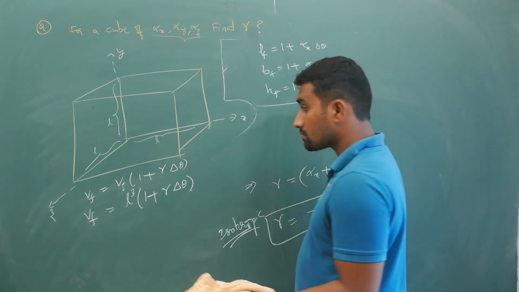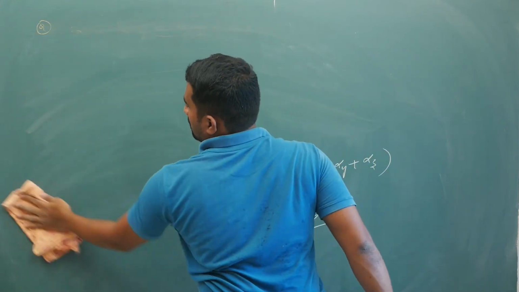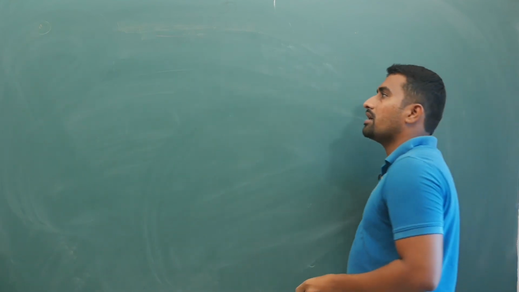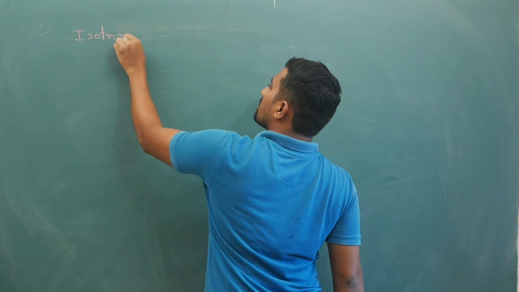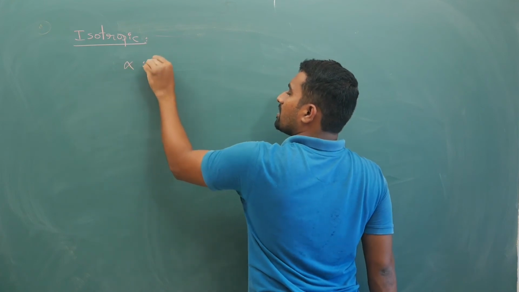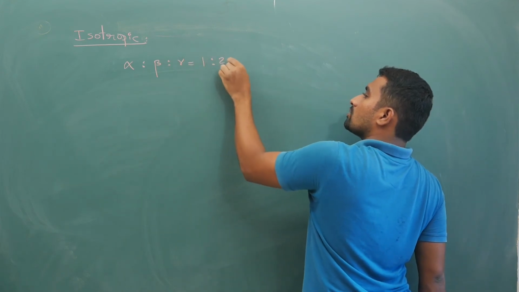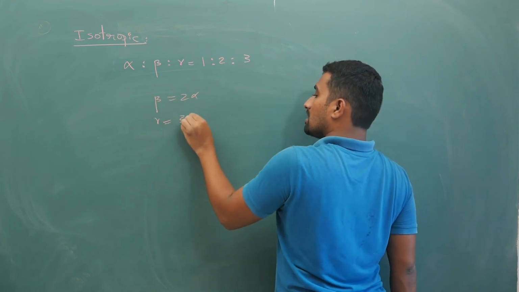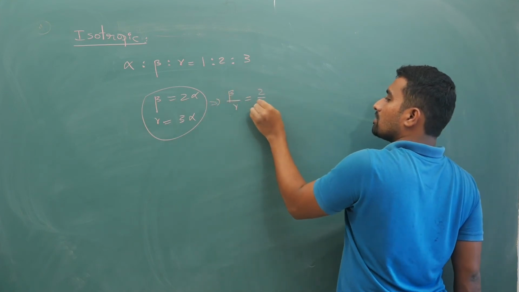Now with this idea, I will extend this further. Unless otherwise mentioned, I told you to consider isotropic solid. So you have considered isotropic solid, you assume. Then what is the final relation? Alpha is to beta is to gamma will be what? 1 is to 2 is to 3. Your beta is 2 alpha, your gamma is 3 alpha. And if you divide these two, beta by gamma is equal to 2 by 3.